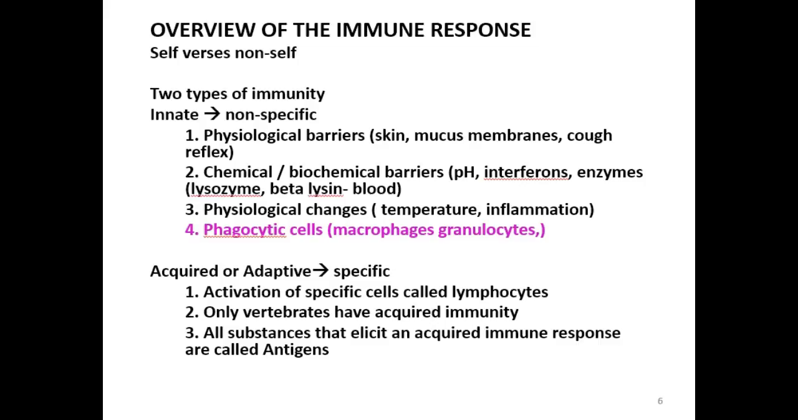All substances that elicit an acquired immune response are called antigens. Antigens activate specific cells called lymphocytes. Only animals with backbones, or vertebrates, have acquired immunity. And all substances that elicit an acquired immune response are called antigens, which I already said.